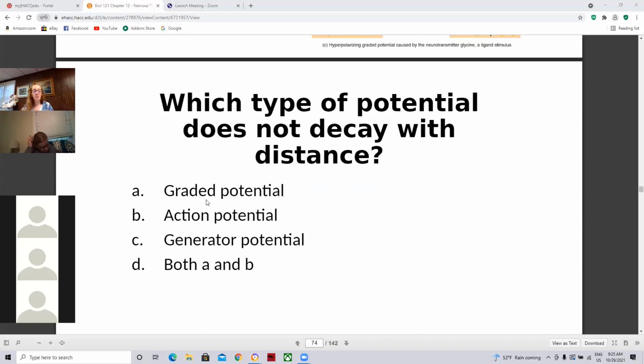This is not really a good location for this question. I should have thought more about where it's located. Which type of potential does not decay with distance? The action potential is the one that's not going to decay with distance. Remember, the graded potentials are decremental. So they decay. The further away they are from where they started, the more they diminish.